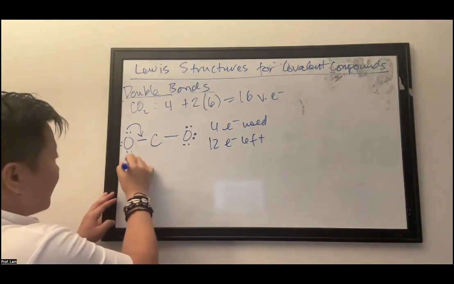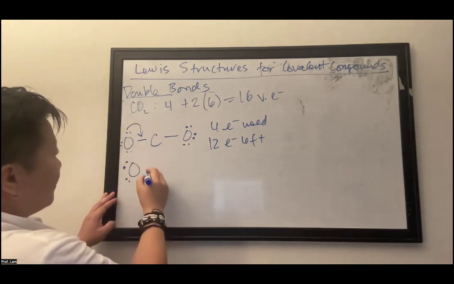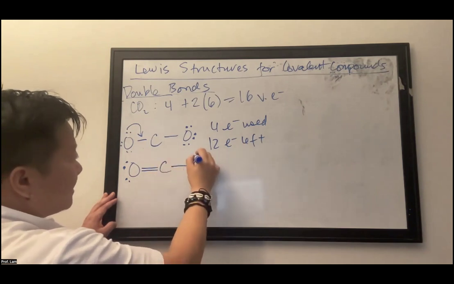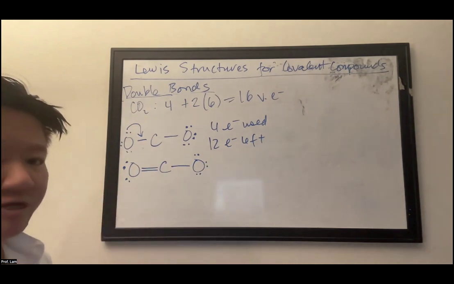That means on the left side, it's going to look like this. This oxygen now only has 2 lone pairs. The other lone pair went down to make a double bond with carbon. On this side, it hasn't changed, so this oxygen still has 3 lone pairs. So now you check your octet again.